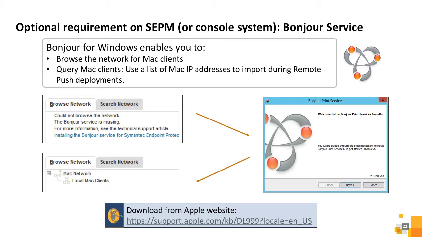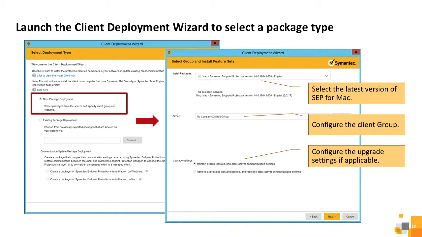To push the client installation package to Mac clients using the Client Deployment Wizard's Browse Network tab, you must install the Bonjour for Windows service on the SEPM. You can download the file from the Apple website at the link shown. Log on to the SEPM console and launch the Client Deployment Wizard by navigating to Clients, Tasks, Install a Client. Select New Package Deployment and click Next.